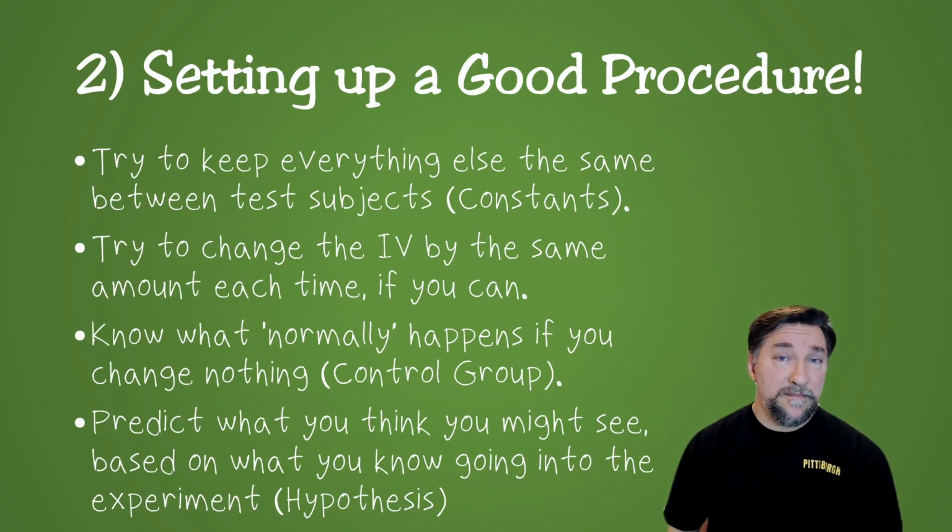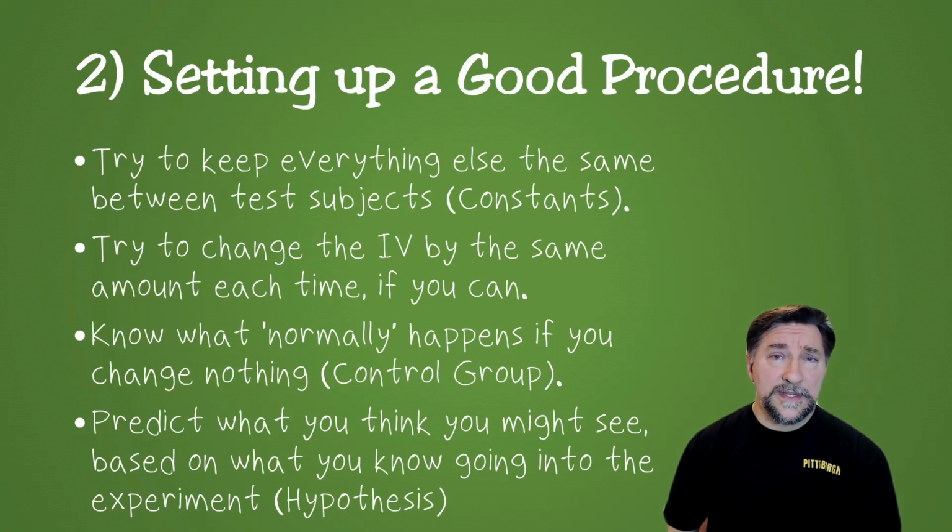Constants are things that maybe could change, but we don't allow them to, because we only want to change one particular thing. When you're setting up your procedure, the IV refers to the independent variable. Ideally, try to change the independent variable by the same amount each time if you can. That just makes it easier to record and present your data later on. It's not vital, but it's just a nice habit to get into.